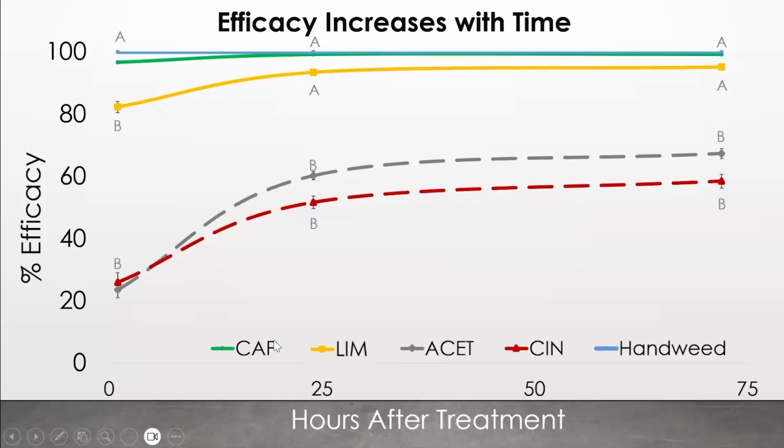Throughout this presentation, capric and caprylic acid will be represented by CAP and all of the green in these graphs. D-limonene will be represented by LIM as all of the yellow in these graphs. Acetic acid or horticultural vinegar, ACET, will be gray. And cinnamon and clove oil, CIN, will be red.